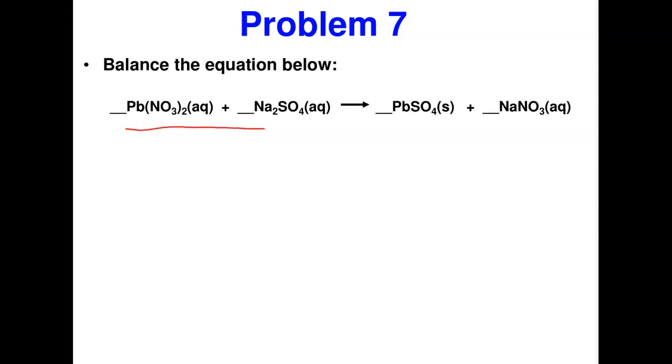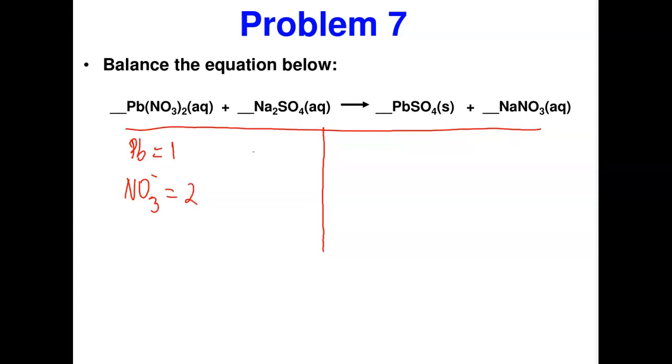I'm going to draw my table. This time I'm going to draw it and give myself some space down here, not to take all my space. Here I have lead. Let's count all the atoms. We have lead. Lead is only 1 on this side. And then I have nitrate, NO3 minus, which is just 2. And I have sodium. Sodium is 2. And what else do I have there? Sulfate. Sulfate is 1.